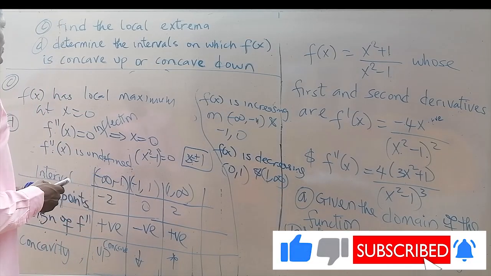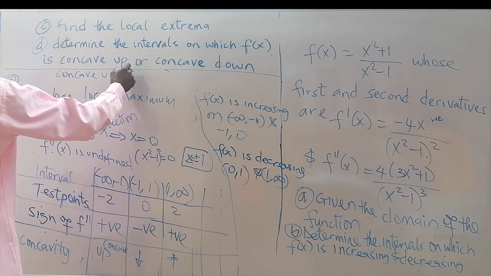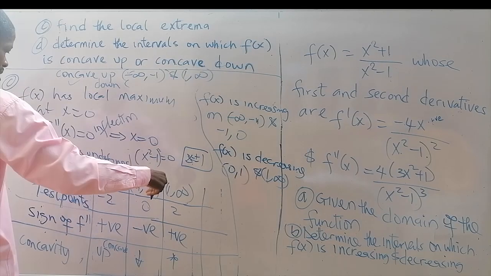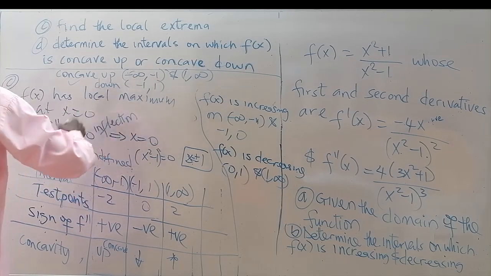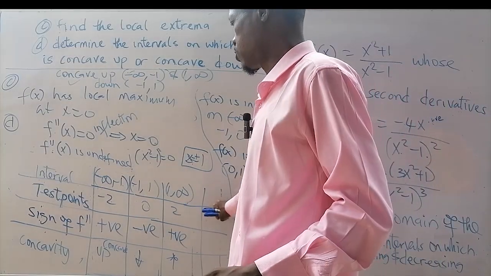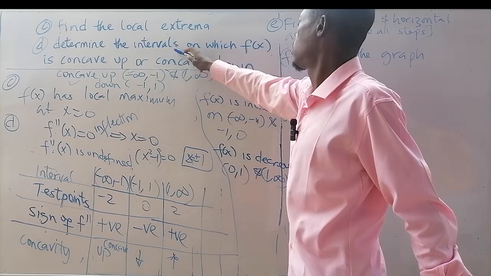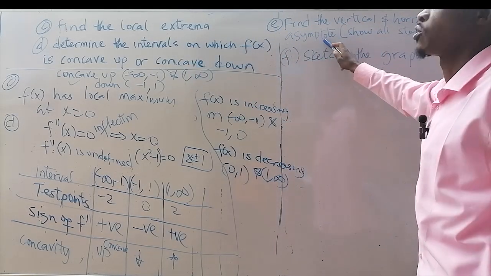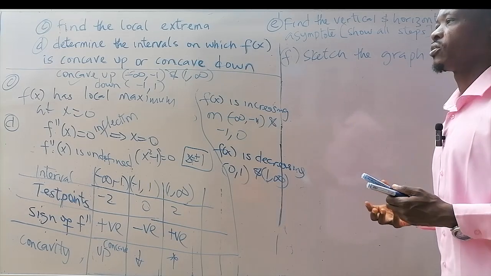Okay, so it's concave up on the intervals minus infinity to minus 1, and 1 to infinity. Concave down on minus 1 to 1. So that one has been shown. In addition to the question which I didn't write initially, is part E: find the vertical and horizontal asymptotes, and then sketch the graph.